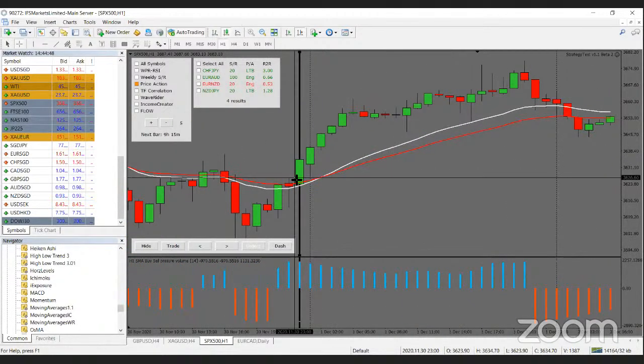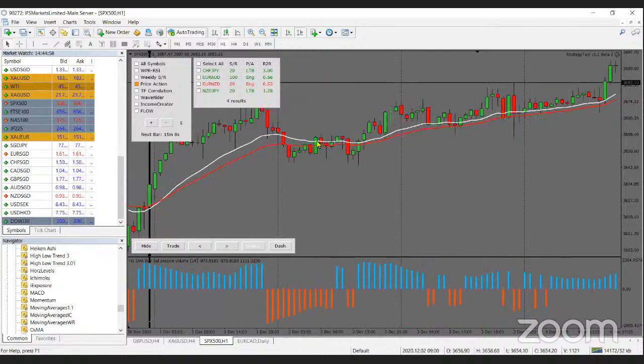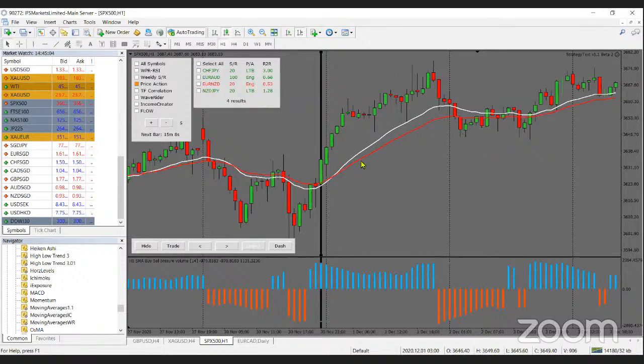I'm not sure whether this worked out. So you can see white is above red. There's space in between. I'm looking for a retracement. Unfortunately, the retracement didn't come for the rest of the day. It did eventually happen the very next day. But in this case, I'm only interested in the current day.